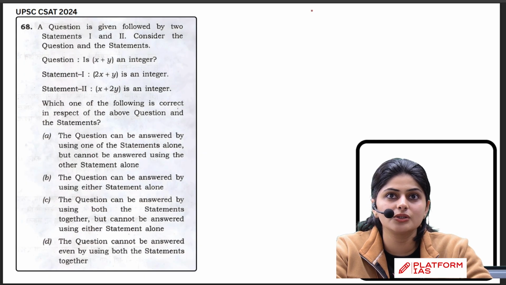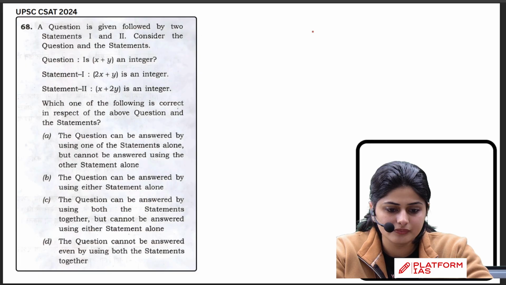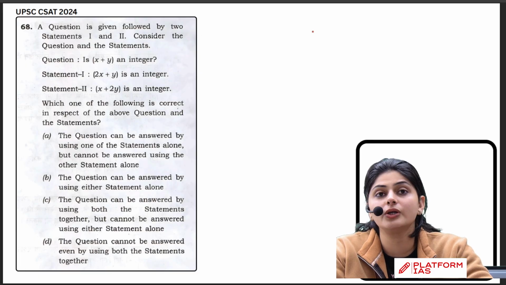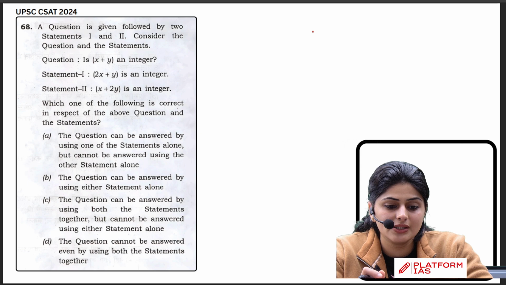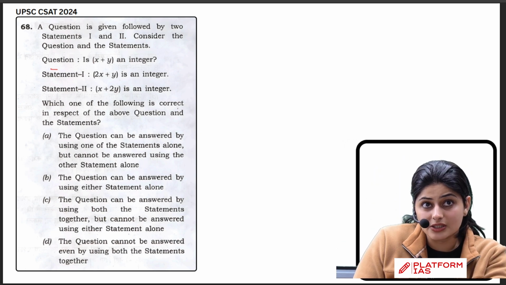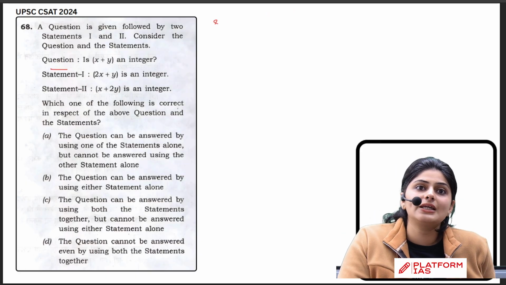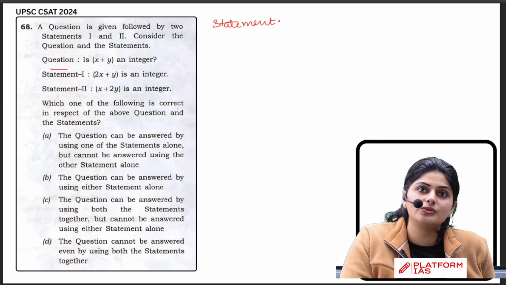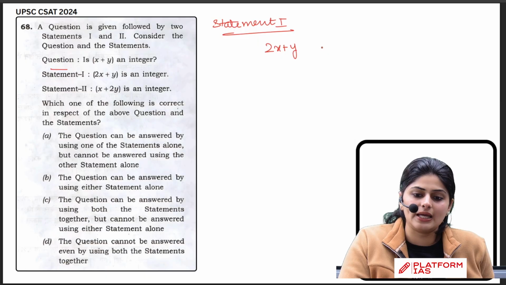We have reached the 68th question of the CSAT 24 paper, and we are doing number system. Let's read the question. The question says x plus y is an integer. These two statements are given to me. Definitely we cannot solve it without using the statements, so we'll check with the statements. Statement 1 says 2x plus y is an integer.